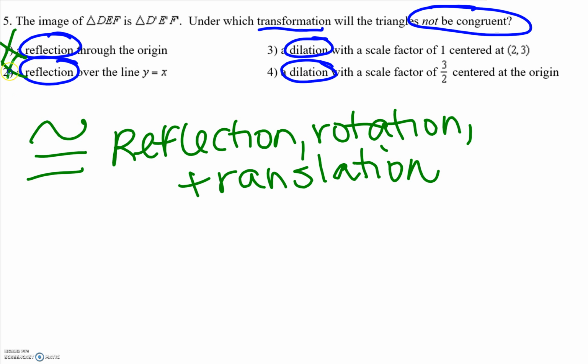So choice 1 and choice 2 are not correct because we want it to be not congruent. So that brings us to our dilation. Under a dilation, we have to look at our scale factor next. So a scale factor of 1 and a scale factor of 3 over 2. So in choice 3, with a dilation and a scale factor of 1, we really aren't doing anything to our image. We're multiplying each coordinate by 1, which means our image did not change. However, choice 4 is the correct answer because we have a scale factor of 3 over 2, which means we're making each side 1.5 times bigger.